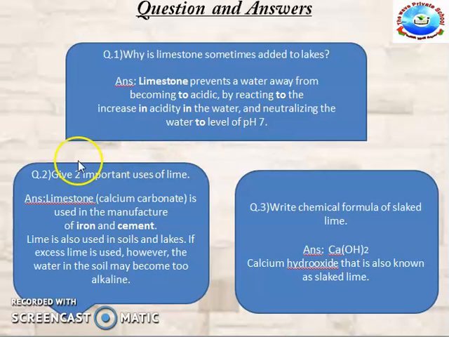Let us proceed to question number 2. Give 2 important uses of lime. You can give any 2 examples, like they are used in cement, and they are sometimes used in soils, or also you can say they are used in lakes. Now see, question number 3: write the chemical formula of slaked lime. What is the formula of slaked lime? That is Ca(OH)2, that is calcium hydroxide, which is also known as slaked lime.